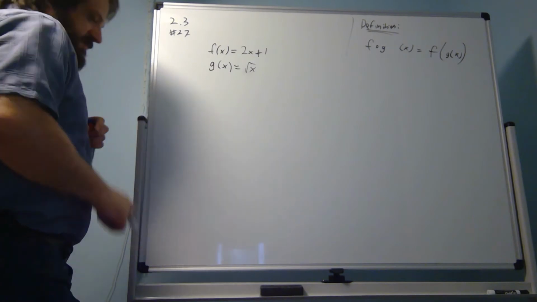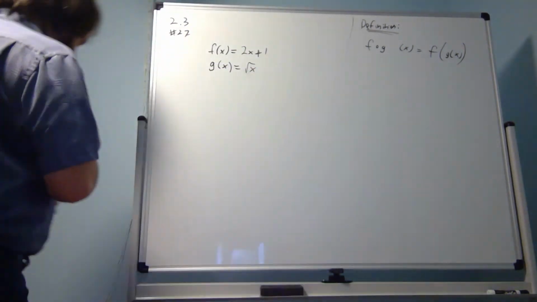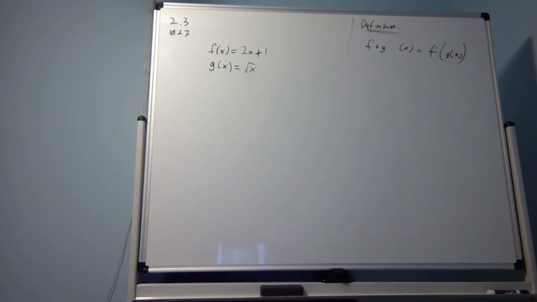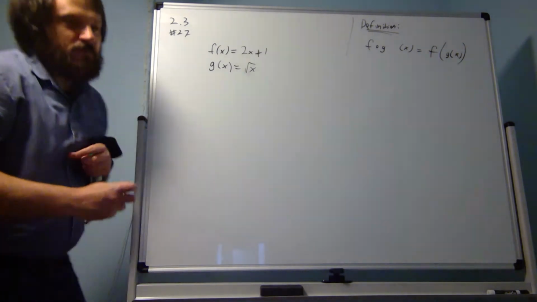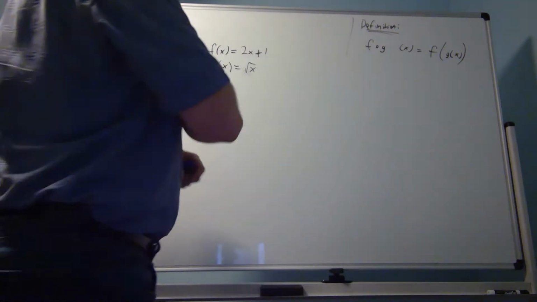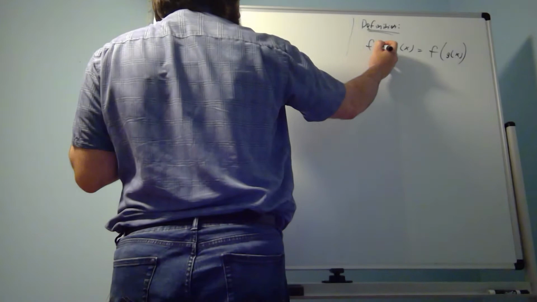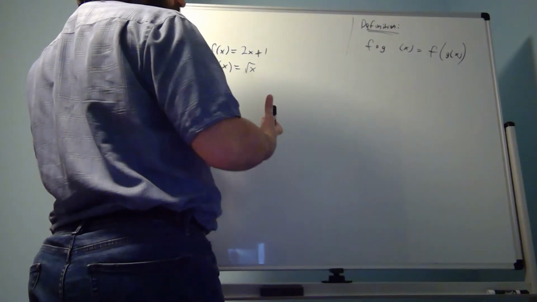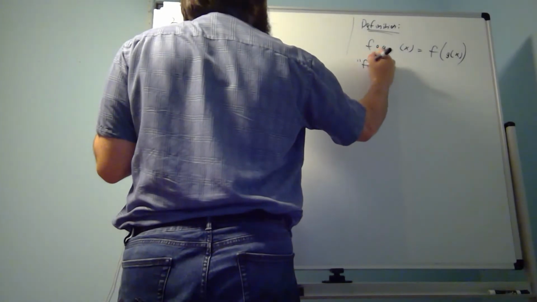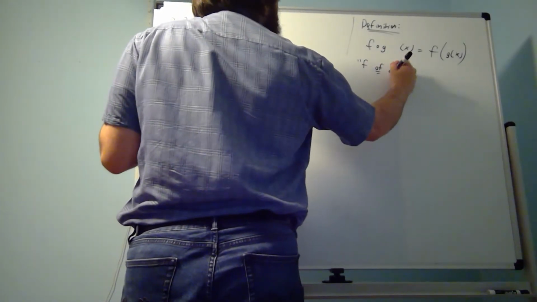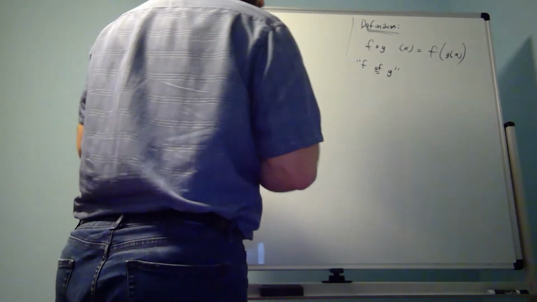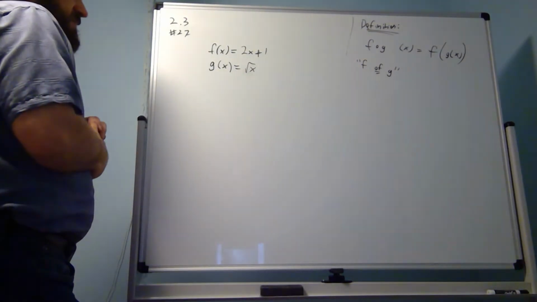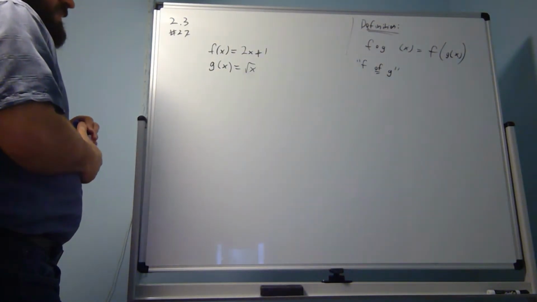So that little circle, that little circle, it's like an operation, but it's not plus and it's not times, it's of. It's like an O for of. That's why it has a kind of circle shape.